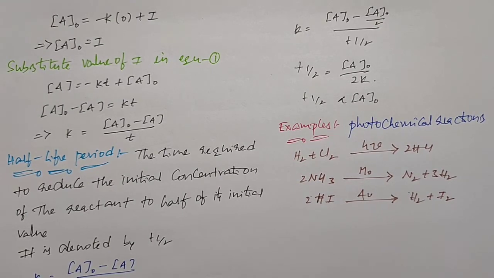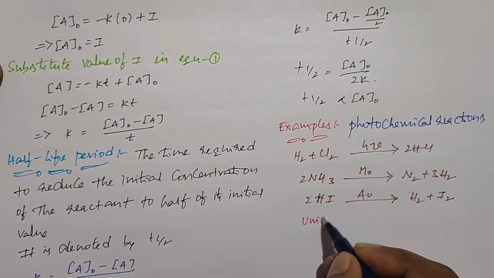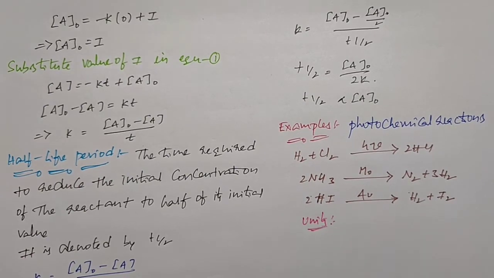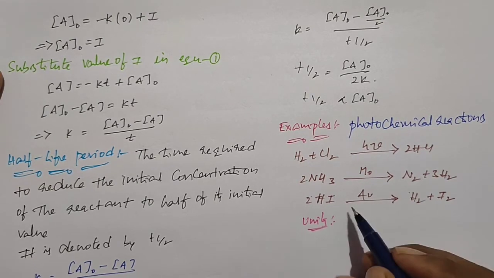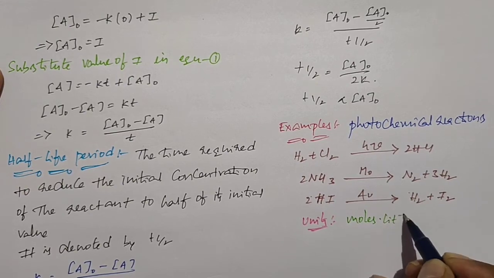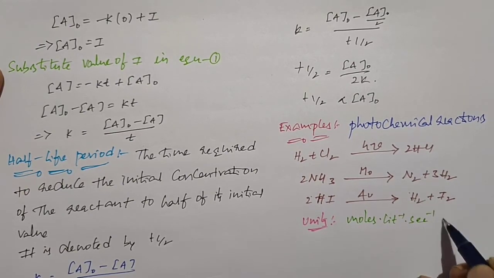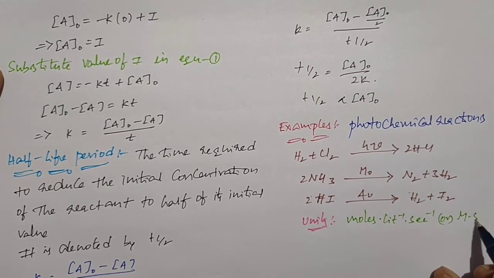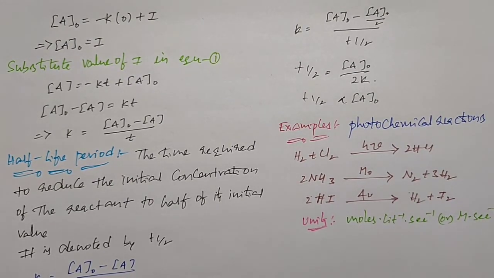And next, units for zero order reaction. The units for zero order reaction are moles per liter second, that is mole liter inverse second inverse, or concentration per second. So they are the units for zero order reaction.